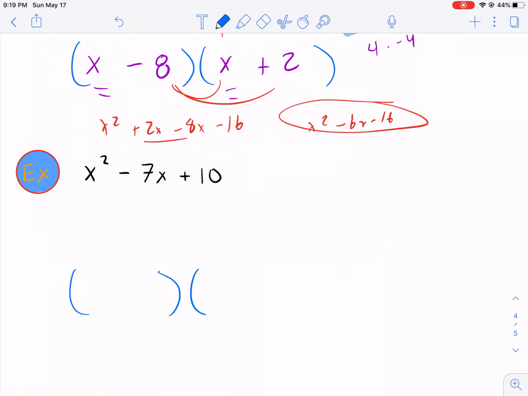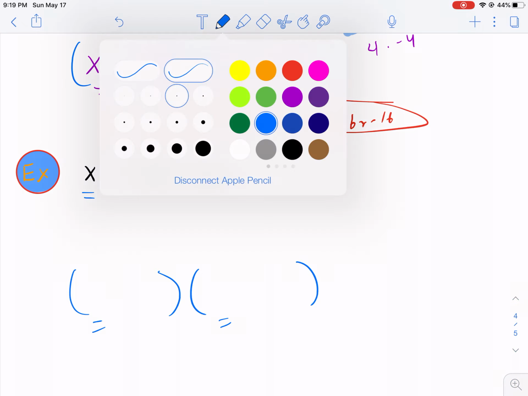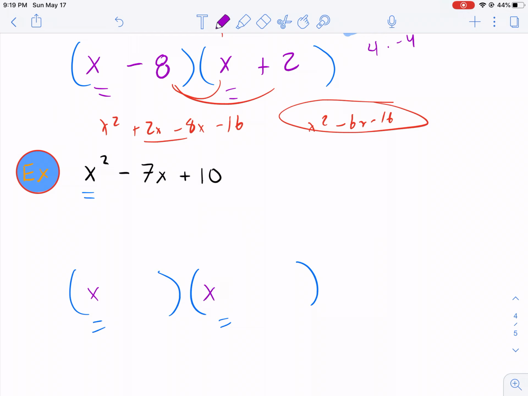Last one. Put my parentheses. There's no greatest common factor between all three terms. I'm going to put my first term first. What is my first term? My factors of my first term are x. Now I'm going to go for my last term. What are my factors of positive 10? Okay, I have 5 and 2. I have negative 5, negative 2. I have 10 and 1. I have negative 10 and negative 1.